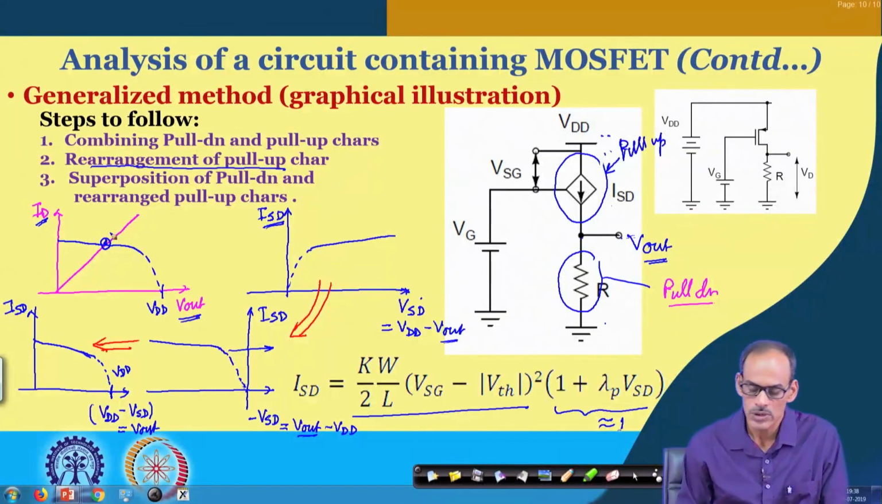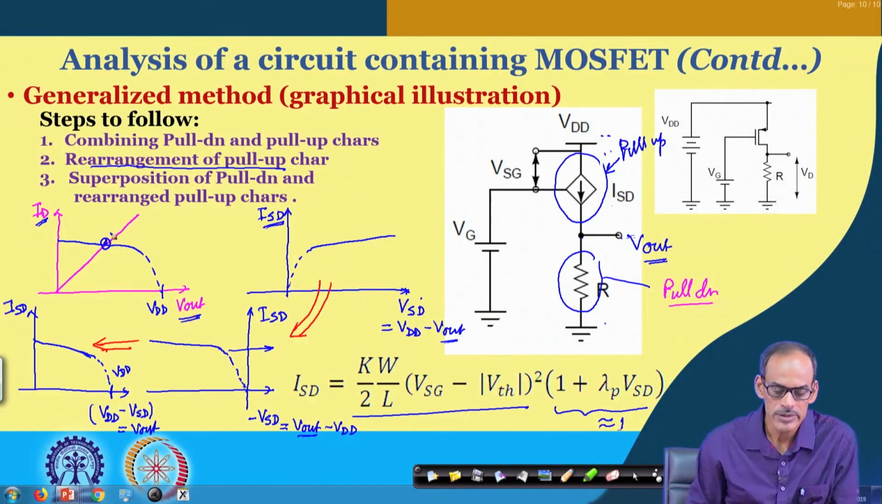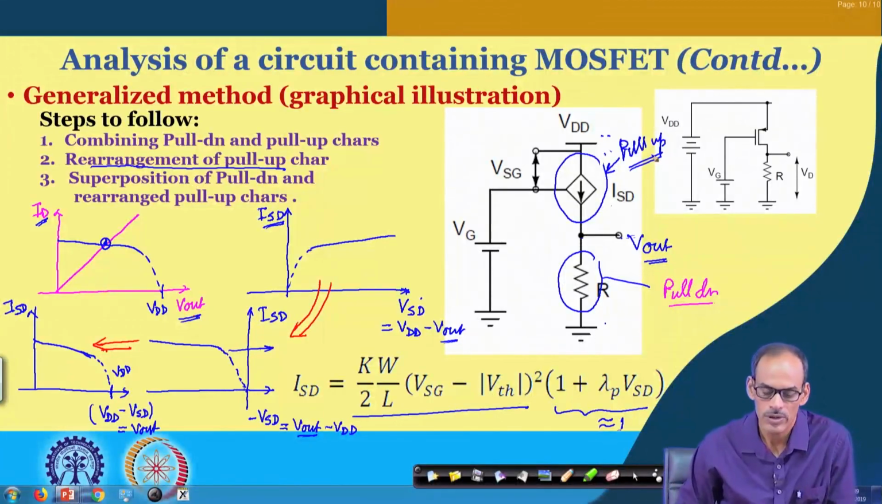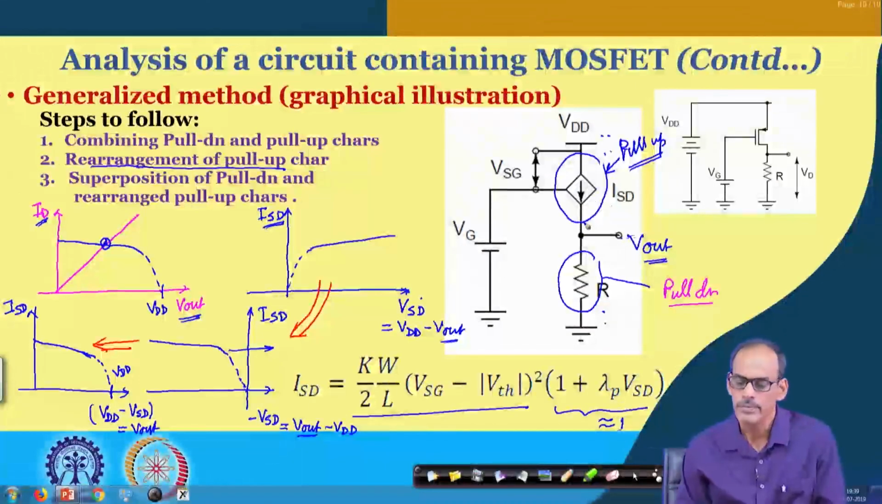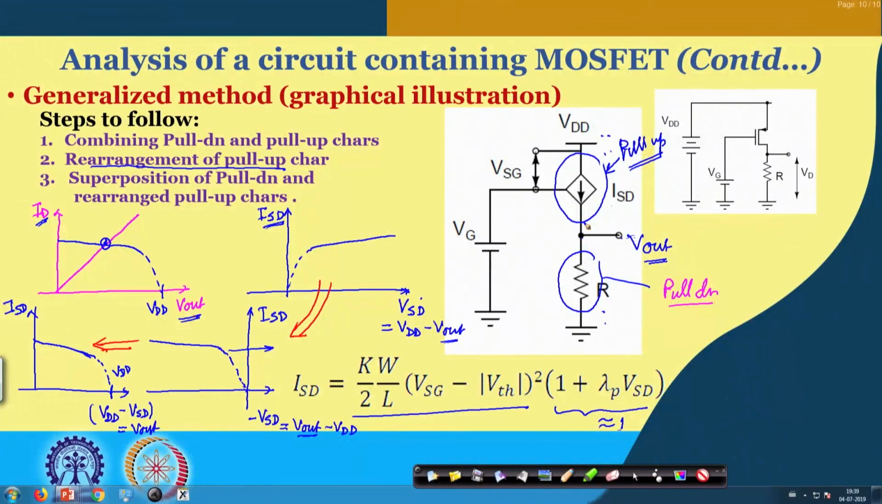So, the method remains the same. The only thing is that you need to be comfortable rearranging this pull up characteristic, even though it is not linear, and incidentally the pull down characteristic is linear. In general, you should be comfortable even if both the elements, pull up and pull down, are non-linear in nature. So, let me take a short break, and then we will come back to the subsequent point.